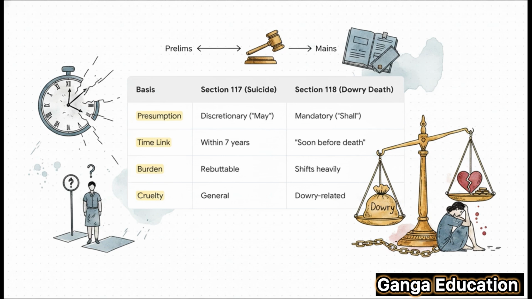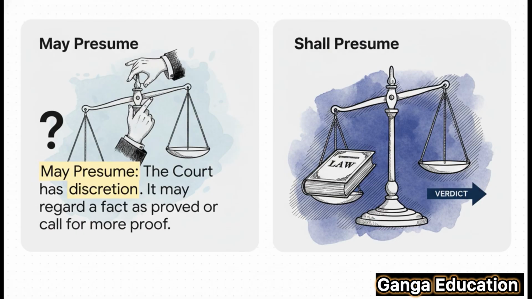Also notice that the cruelty in Section 118 must be linked to a dowry demand, unlike the more general cruelty in Section 117. These are the kinds of nuanced points that examiners are looking for. To be perfectly clear on the legal meaning, may presume gives the court a choice. It can either accept a fact as proven or it can call for more proof. Shall presume, on the other hand, is a legal directive. The court must consider the fact as proven until the other party manages to disprove it. This makes shall presume a much, much stronger legal tool.